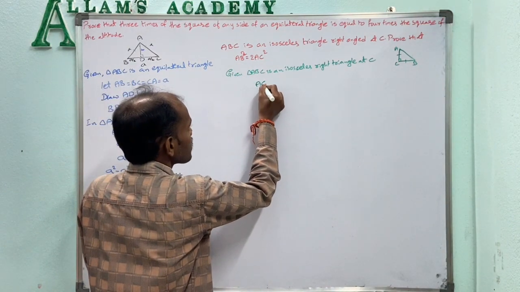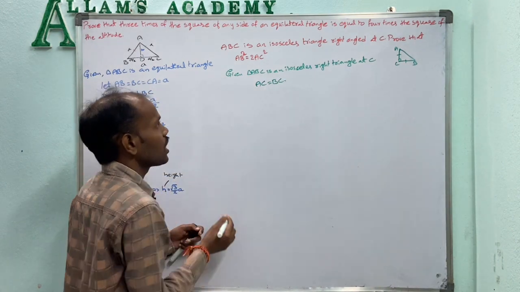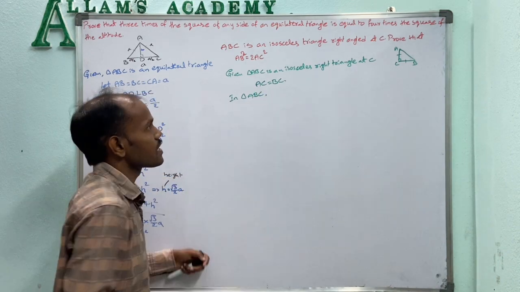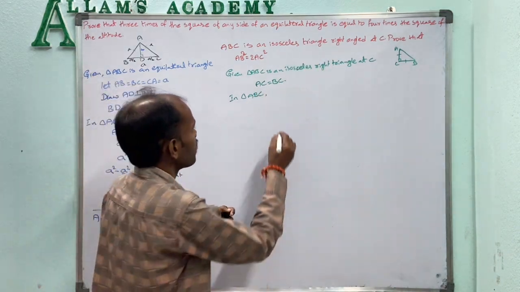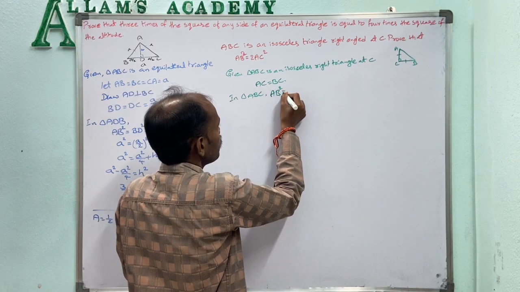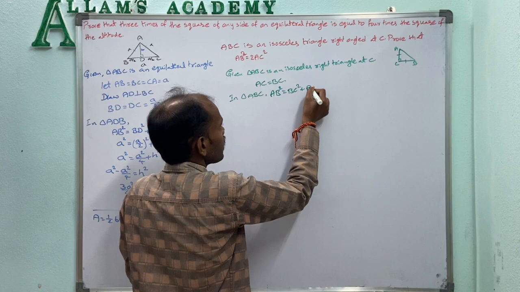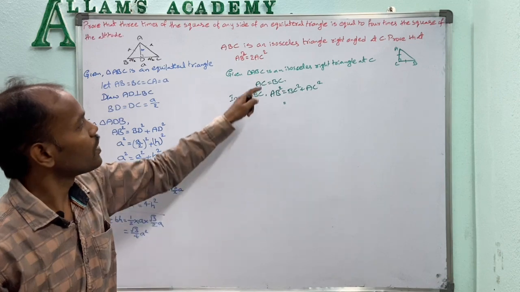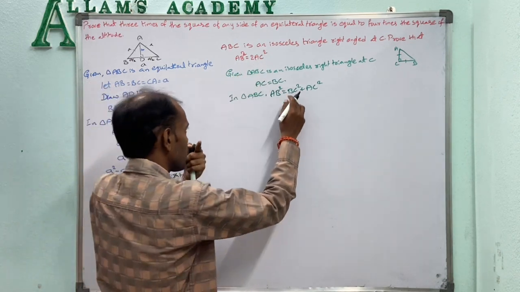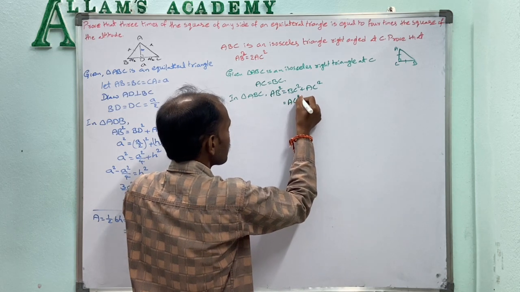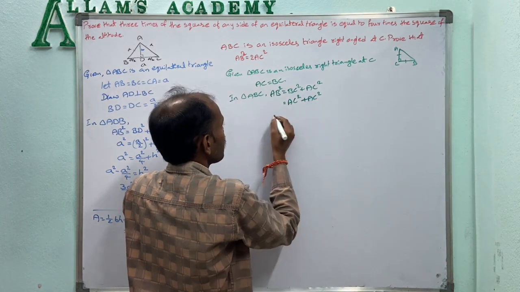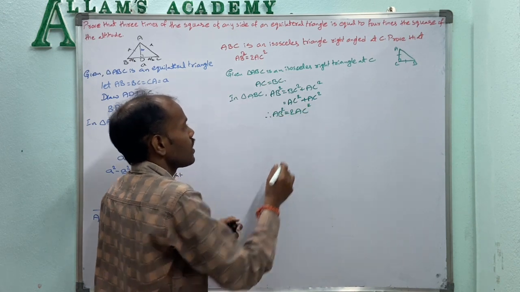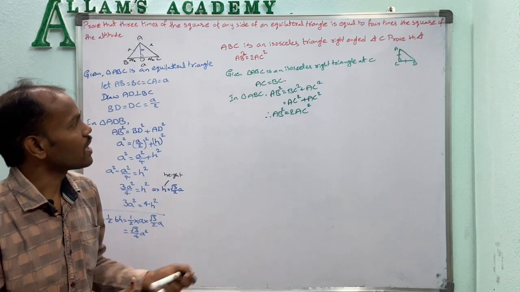So here the given side lengths AC and BC are equal. So by Pythagoras theorem in triangle ABC, now the hypotenuse is AB. So AB square equals BC square plus AC square. We know that AC and BC lengths are equal, and we want to show 2AC square. For that purpose, in the place of BC we take AC. So AC square plus AC square, that is nothing but 2AC square. So AB square equals 2 times AC square.